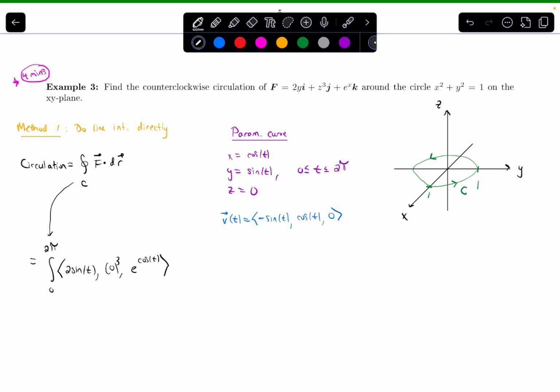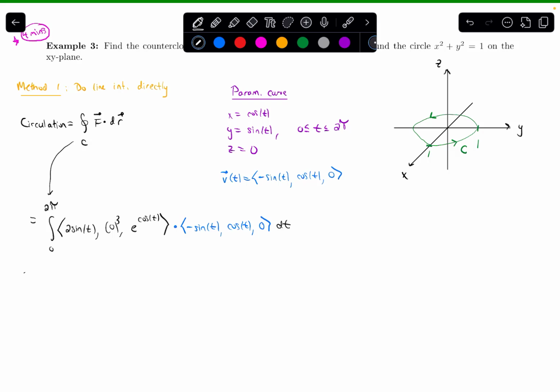And then I dot that with the velocity, so dot it with negative sine t, comma cosine t, comma 0, and then we write dt. Okay, so taking the dot product, I get the integral from 0 to 2 pi.